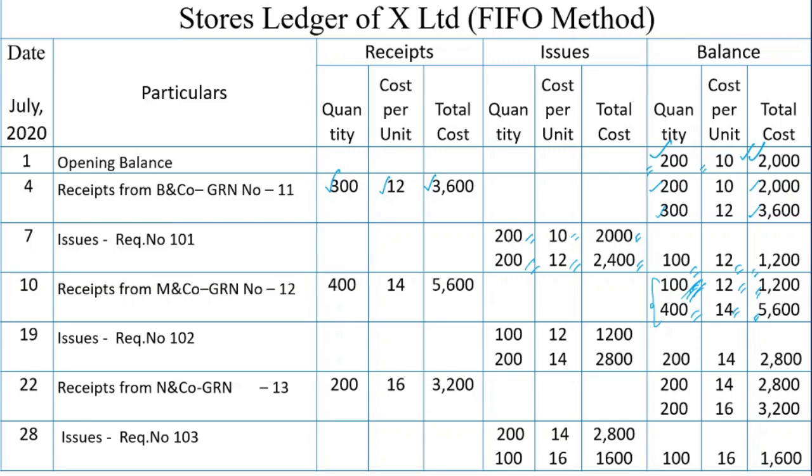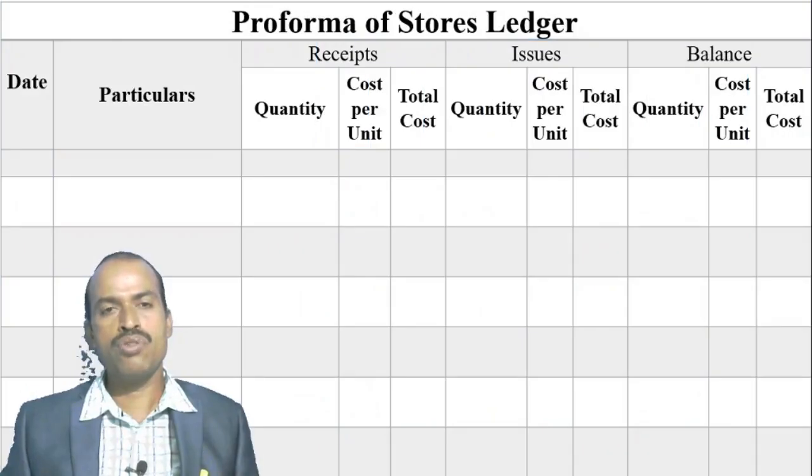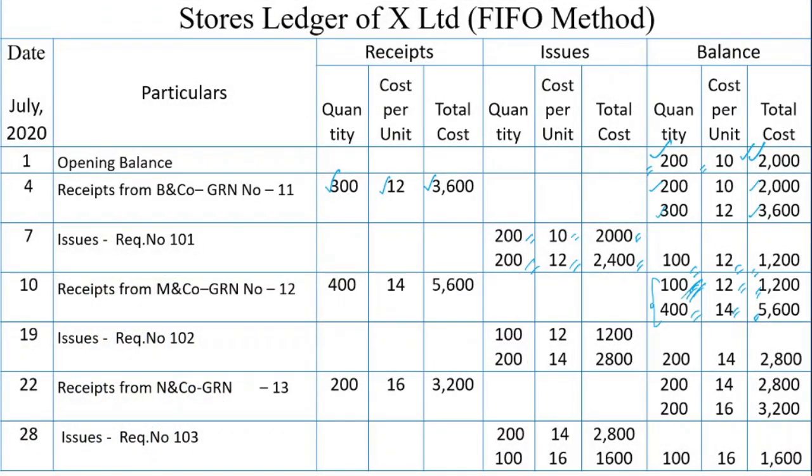So now by following the FIFO method, at the end of this month we are having material of 100 units at 16 rupees, that becomes 1600 rupees value. Like this we need to prepare the stores ledger. When we are following the stores ledger under the FIFO method, we have to issue only the first in as first out. So like this we have to prepare the stores ledger.